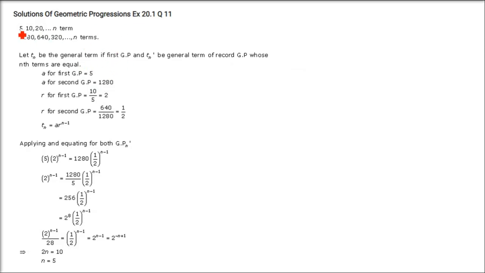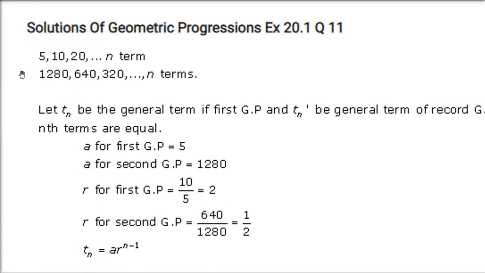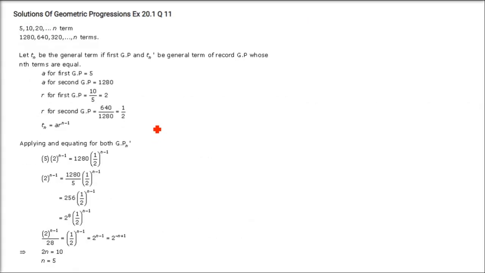If the GP is 5, 10, 20, there are two GPs here. 5, 10, 20 is one GP. 1280, 640, 320 is another GP. They have their nth terms equal. So the nth term of the first series equals the nth term of the second series. So A1 R1 to the power n minus 1 equals A2 R2 to the power n minus 1. N is equal, but A and R are different for both of the series.